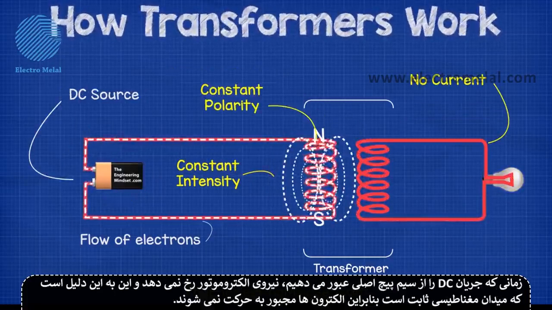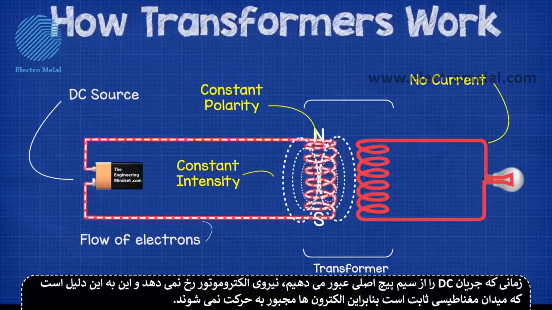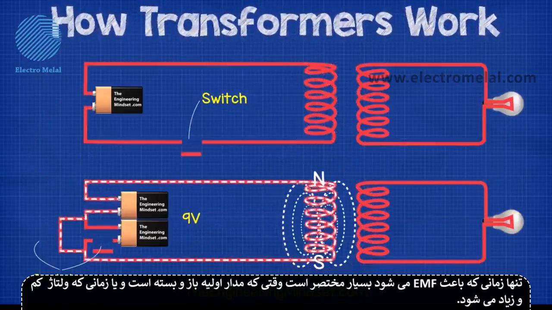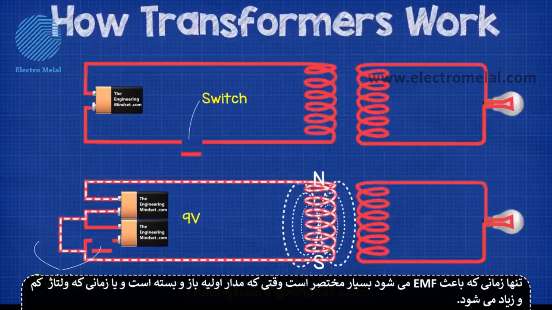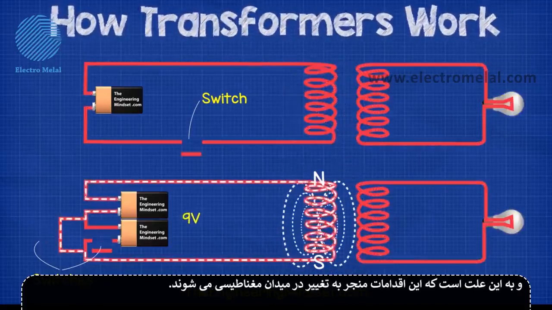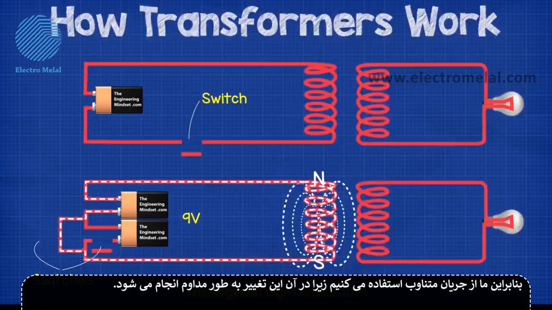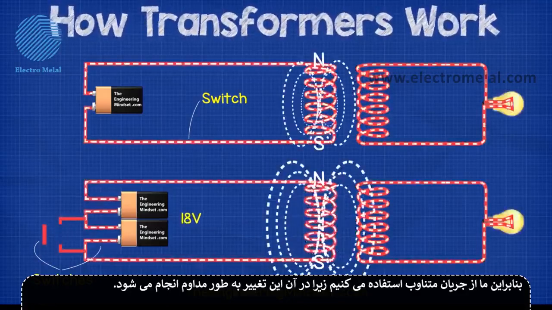Electromotive force does not occur when we pass DC current through the primary coil, and that's because the magnetic field is constant, so the electrons are not being forced to move. The only time it will cause EMF is very briefly when the primary circuit is opened and closed, or when the voltage is increased or decreased, and that's because these actions result in a change to the magnetic field. Therefore, we use alternating current as this change occurs constantly.